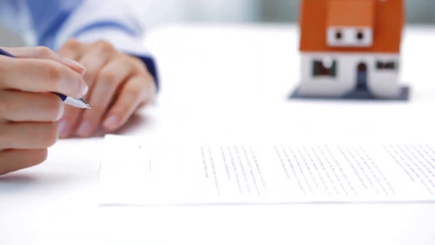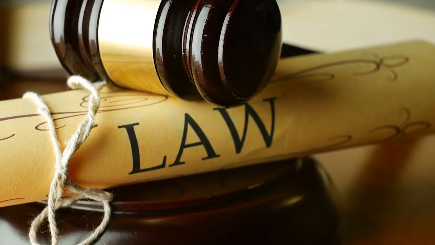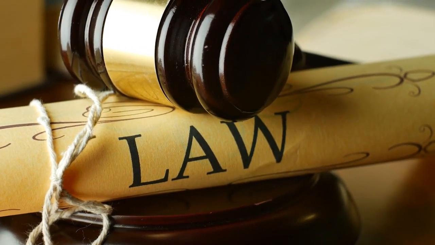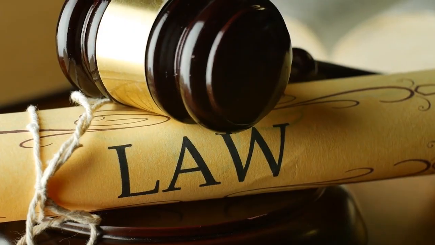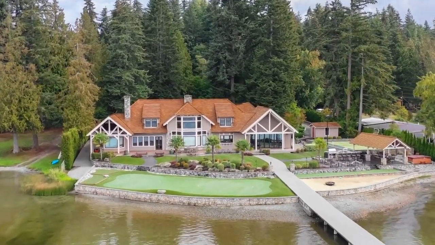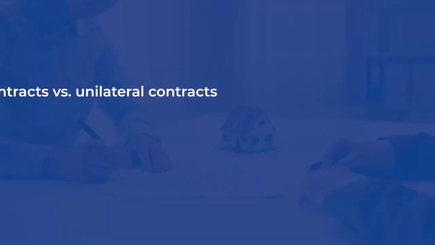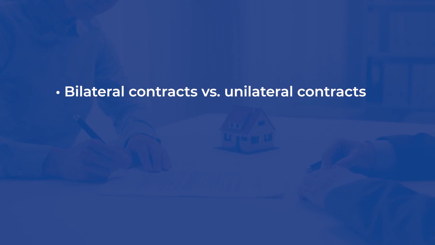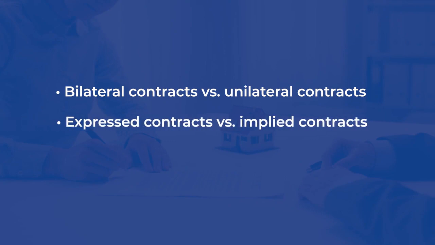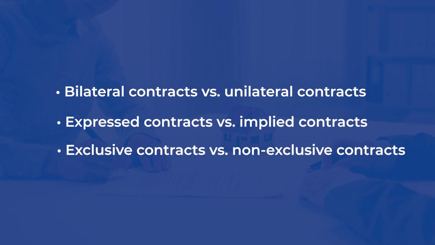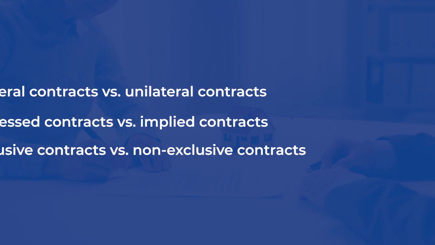Now that we've talked about the fundamental aspects of contracts and contract law, we can take on how contracts are used with real estate. To start off this discussion, we'll address the main categories of real estate contracts: bilateral contracts versus unilateral contracts, expressed contracts versus implied contracts, and exclusive contracts versus non-exclusive contracts.